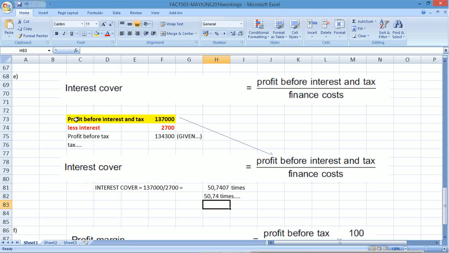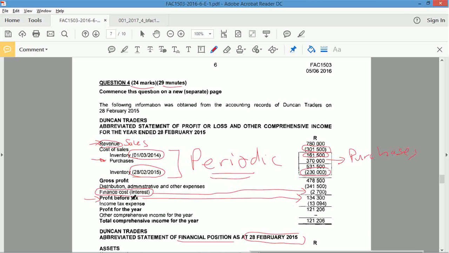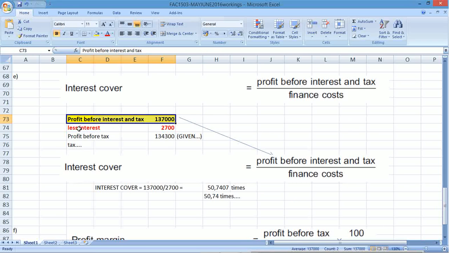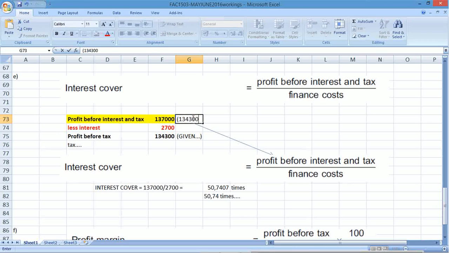So all you had to do was calculate profit before interest and tax. The question gave you profit before tax, not profit before interest and tax. So we had to take those two amounts and work out the profit before interest and tax. If I less the interest, I'm going to get the profit before tax, and then you'd carry on to get the profit for the year. So you have to add those two amounts to get this amount. And if it was the other way around, then you would subtract. Make sense?